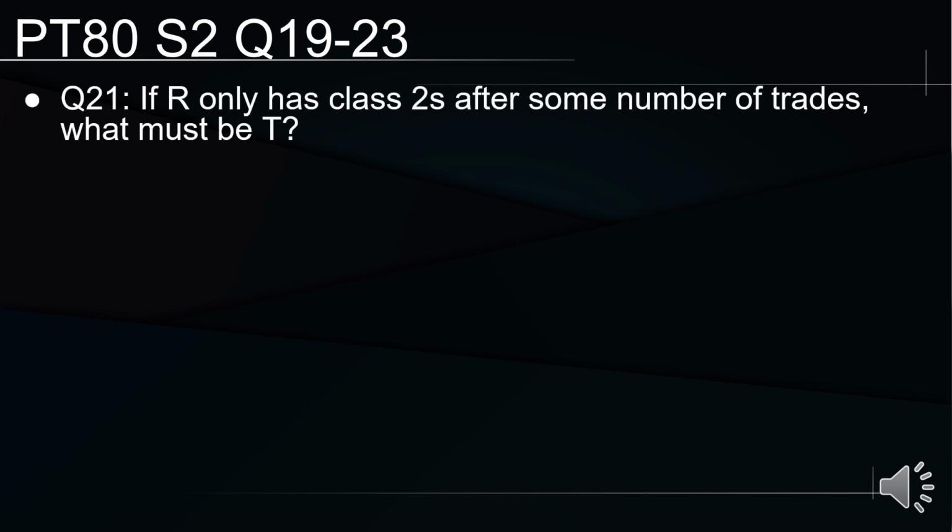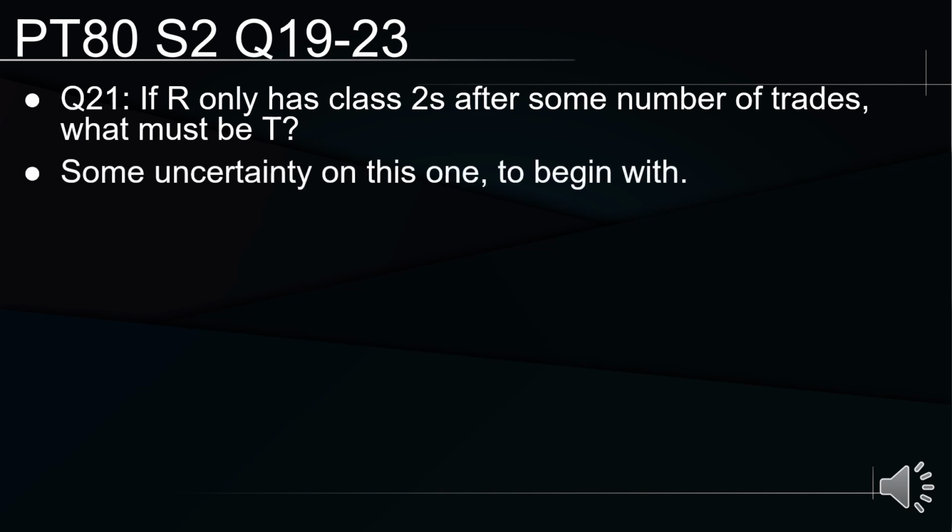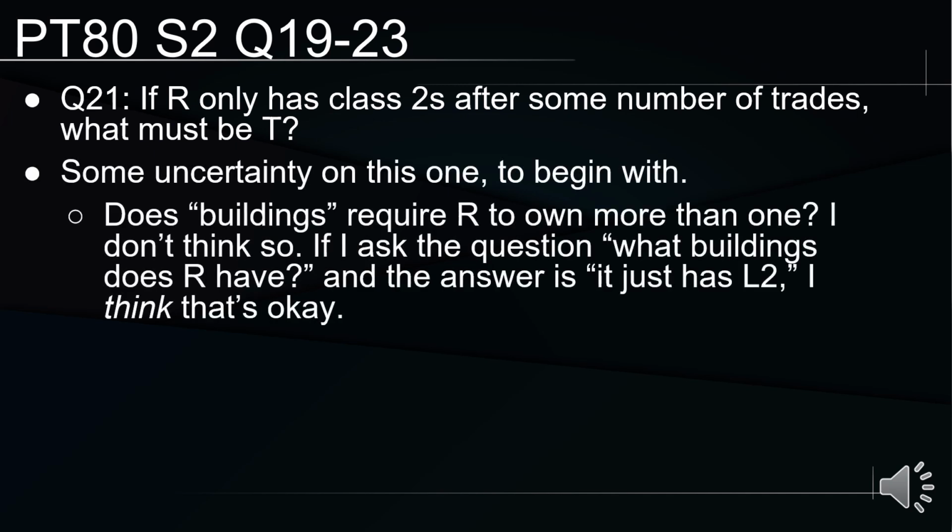So moving on to question 21 on that note. If R only has class 2 buildings in its inventory after some unspecified number of trades, what must be true? So there is some uncertainty for me on this one to begin with. When it says buildings with an S, does that require R to own more than one? I don't think so. If I ask the question, what buildings does R have, and the answer is it just has L, I think that's okay, but I'm not sure.